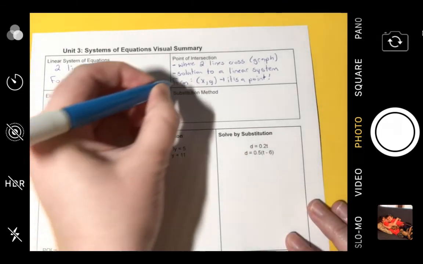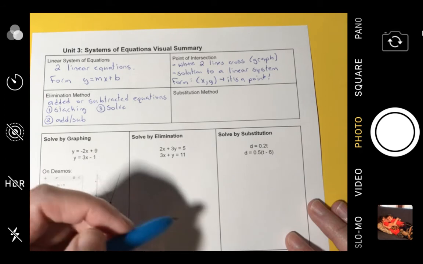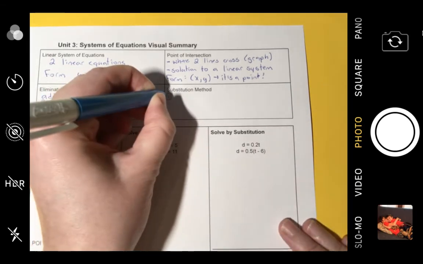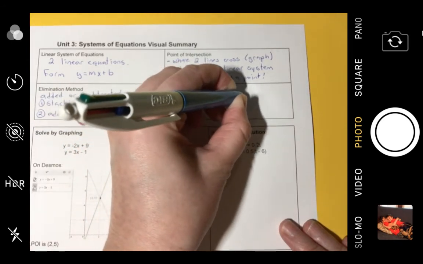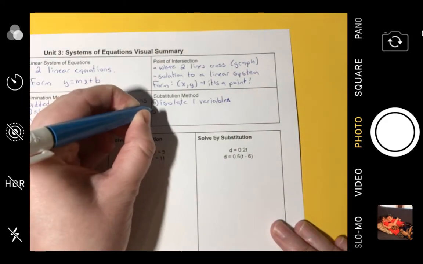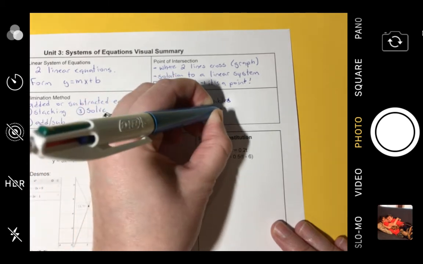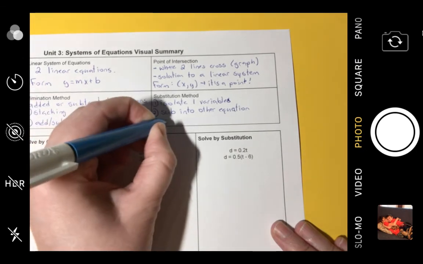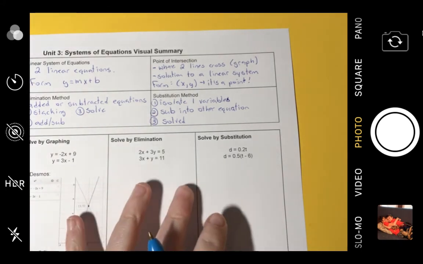The substitution method was we basically used an equation for one of the variables to solve for the other. Now the steps there were we isolate one variable or letter, and then we sub that into the other equation. And then we solved for both variables. Okay, and again, I'm going to do some examples for that. So those are the definitions or the steps in those methods that we have.